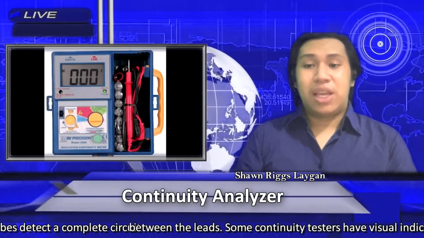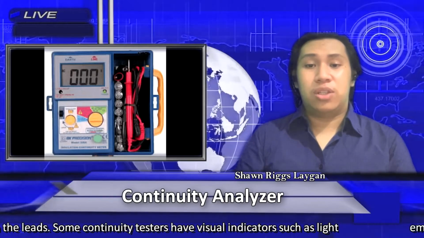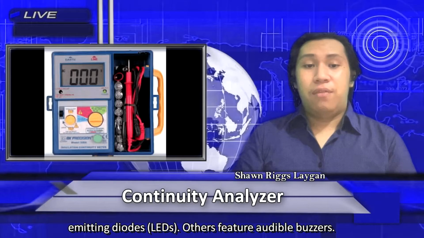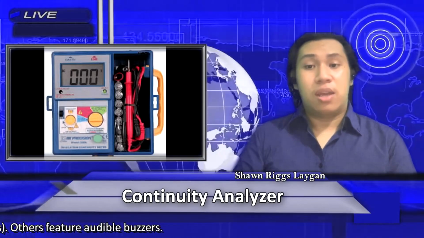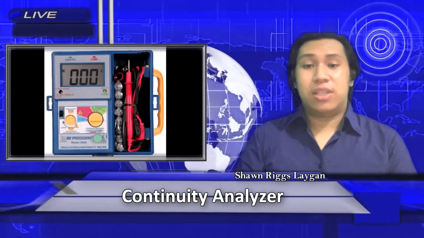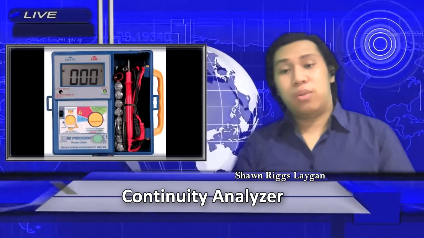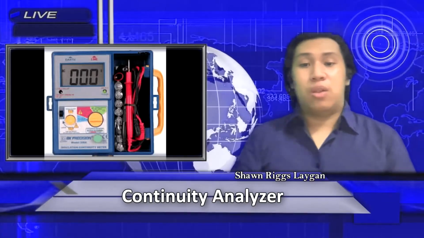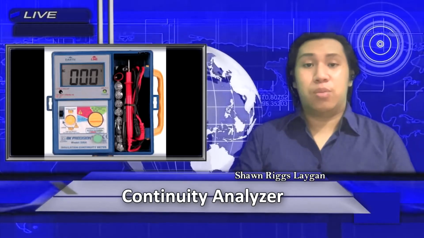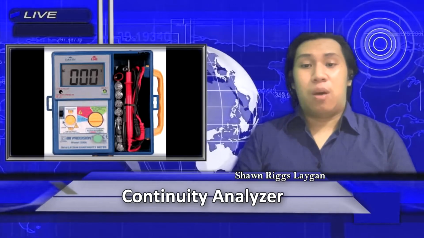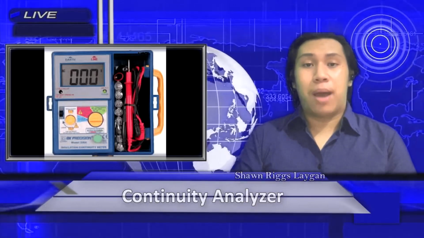Some continuity testers have visual indicators such as light-emitting diodes or LEDs. Others feature audible buzzers, and others are for high-resistance circuits. For applications that involve sensitive electronic components, low voltage and low current continuity testers should be used. Typically, these devices contain an operational amplifier or an op-amp.